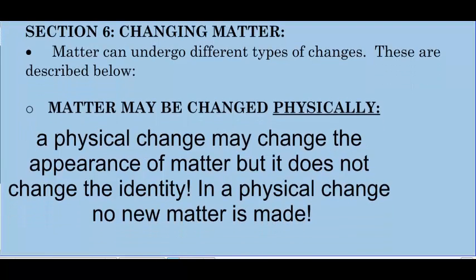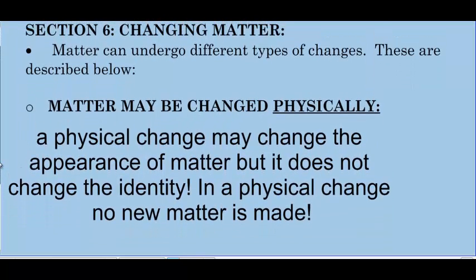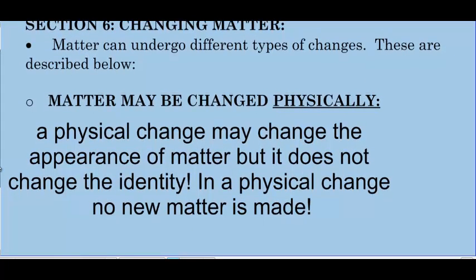Okay, moving on to section 5 in our notes. It says changing matter. And matter can be changed. It can be changed really one of two ways. One way it can be changed is physically. And a physical change simply alters the appearance, but it does not change the identity. In a physical change, no new matter is made. You have, at the end of the physical change, the same substance you had at the beginning of a physical change, like cutting your hair.